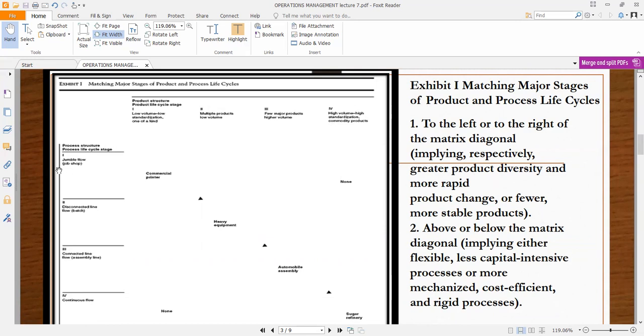Now, step one here in the row, we are looking at the job shop flow. Remember the job shop production system? That's where it applies, as you can see here, commercial printer. Then there is a disconnected line, which falls under the batch production system. Here we're talking about heavy equipment. You need to look at what the batch production system is and what it entails. I'm sure you're able to remember what the batch production system is all about.